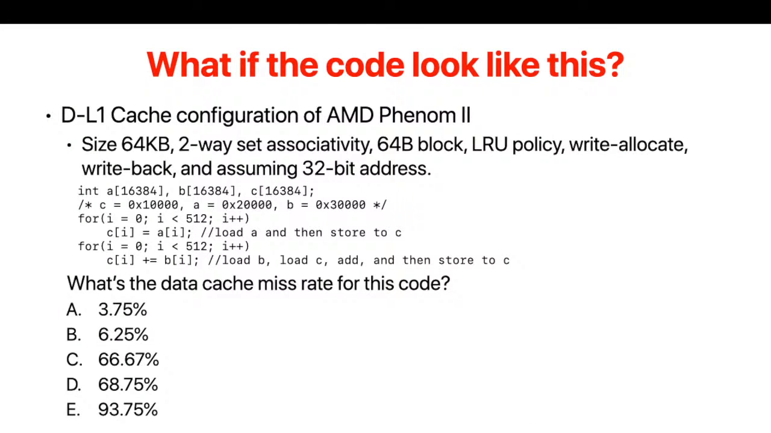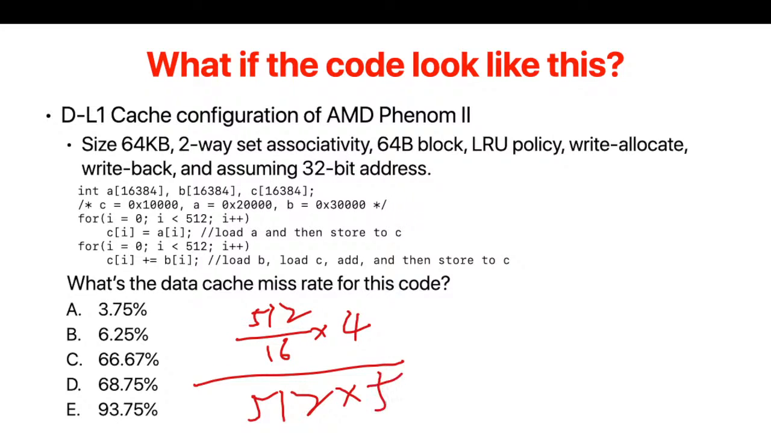So it turns out the right answer is that you will have 512 divided by 16, this amount of misses, divided by 512 times this amount of total accesses. This is the actual cache miss rate, about 5%.